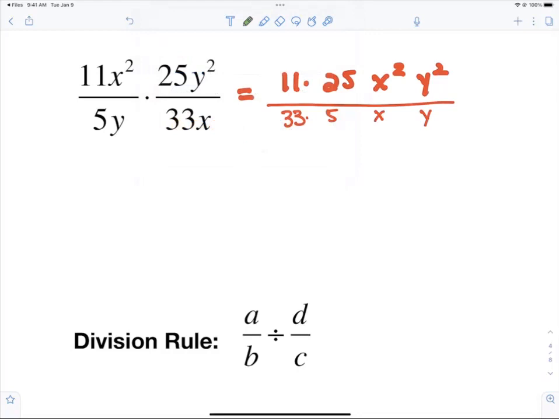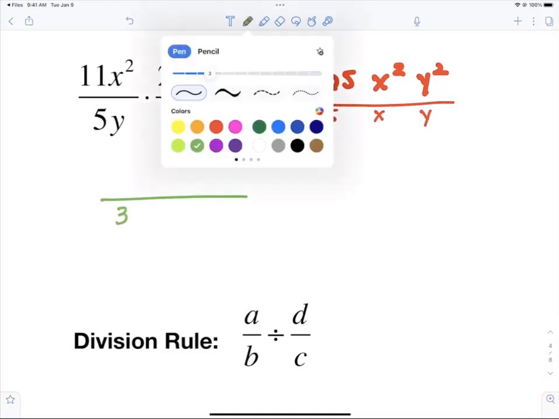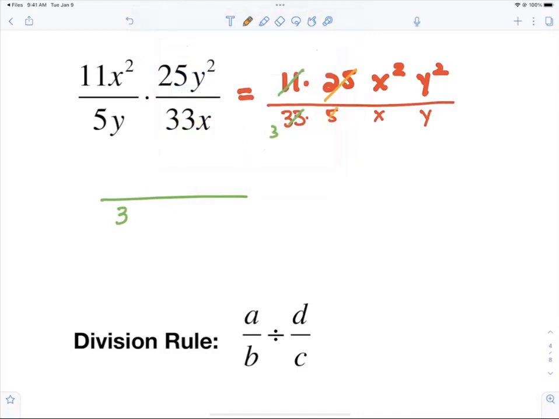Looking at this, I see that 11 and 33 share 11. So here's my simplified. This is what's going to be left over. 3 is going to remain. 25 and 5 share the 5. So I will have a 5 left over on top. Looking at the x's, x squared over x, using exponent properties, 2 x's on top, 1 left in the bottom. I'm going to have 1 left over on top.